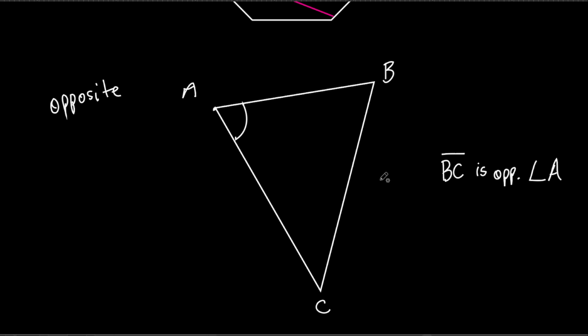You don't say that line segments are opposite other line segments. You only say that angles are opposite line segments or line segments are opposite angles. It's a good question. Okay?